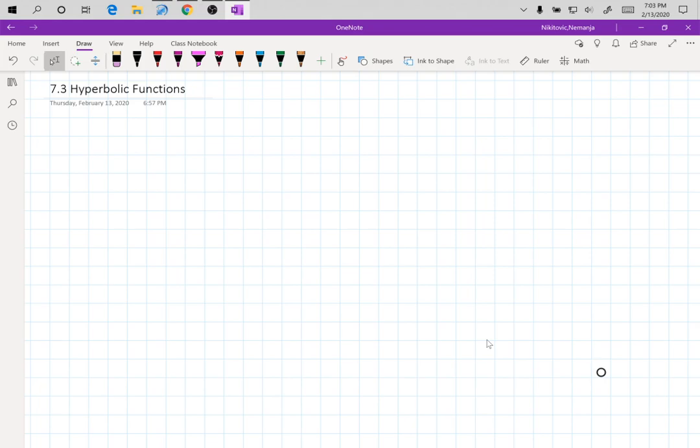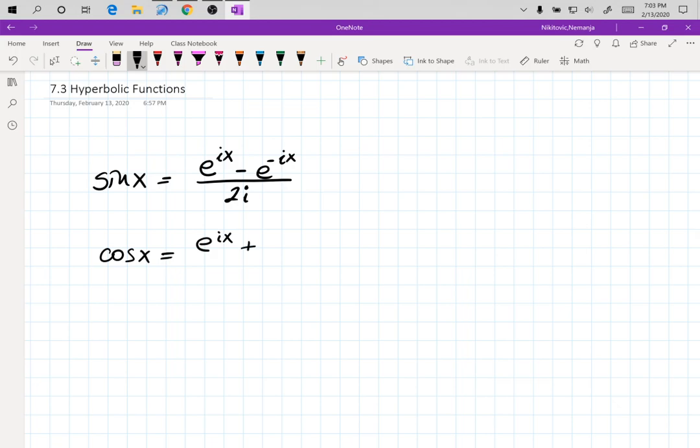So, 200 plus years ago, one of the greatest mathematicians of all time, Leonhard Euler, figured out the connection between exponential functions and trigonometric functions. So he wrote the formula where you can write sine x as e to the ix, where i is the complex square root of -1. So e to the ix minus e to the minus ix divided by 2i, and cosine x is e to the ix plus e to the minus ix divided by 2. No i in this one.